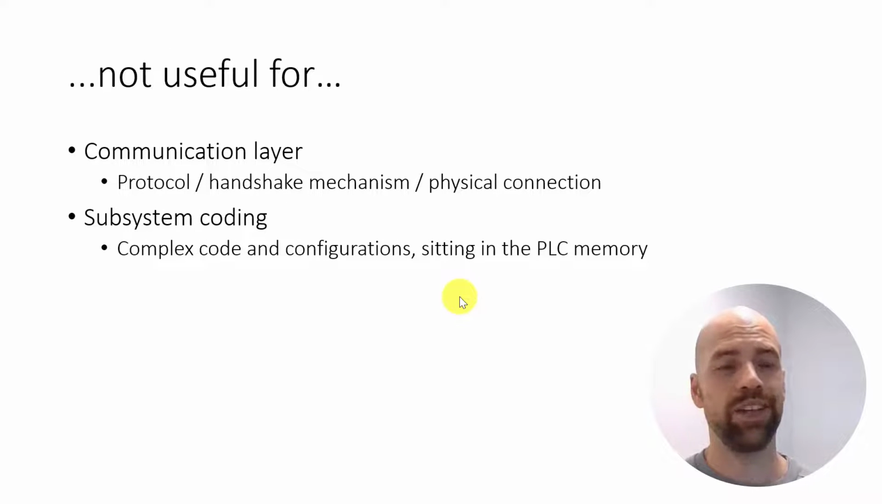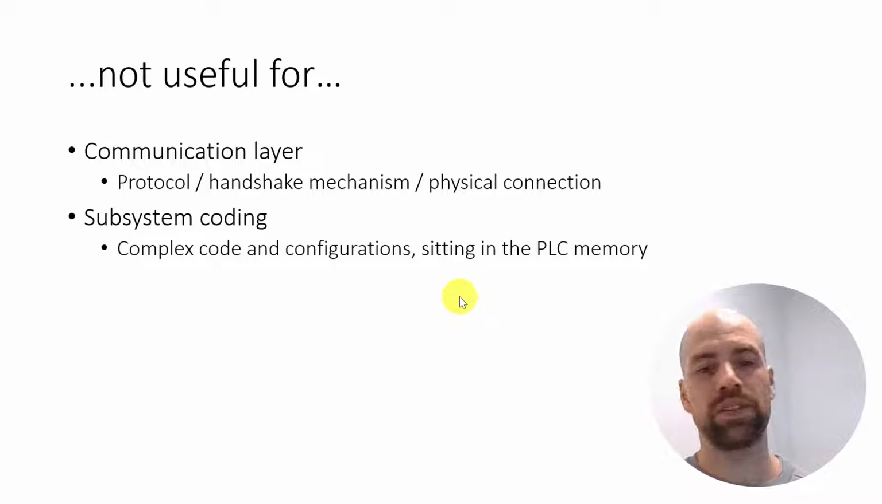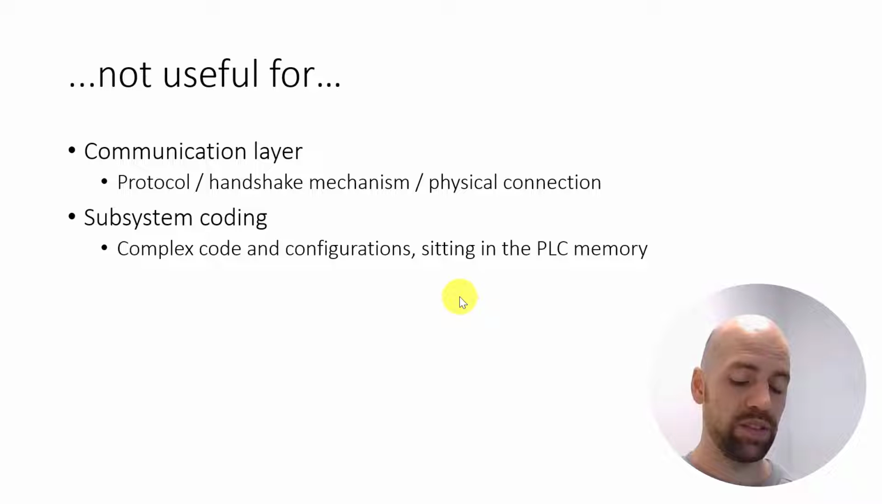So now coming to the, let's say, negative parts, or where it is not useful, and that's kind of obvious: the communication layer itself, so the physical connection between EWM and the subsystem, and along with this protocol, handshake mechanisms, all this stuff, cannot be validated. So it's not a replacement of testing a connection to a real subsystem as such. So the communication layer is something you need to plan for as a separate, accurate test with a real subsystem.